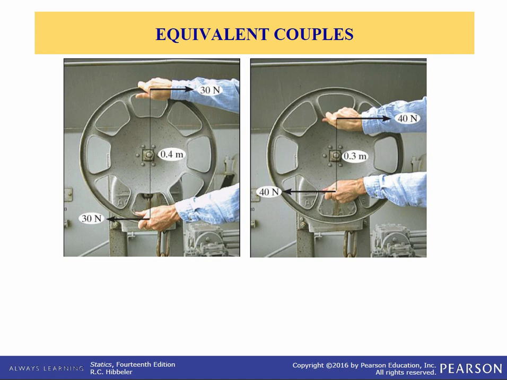Now, equivalent couples. If two couples produce the same magnitude and direction, these two couples are equivalent. For example, as we saw earlier, these two couples are equivalent because 0.4 times 30 is equal to 0.3 times 40.